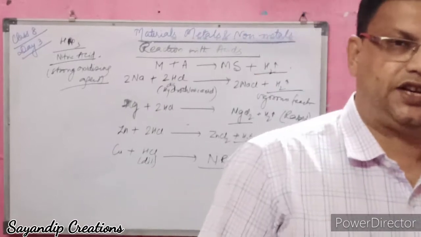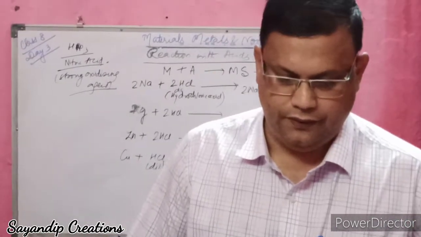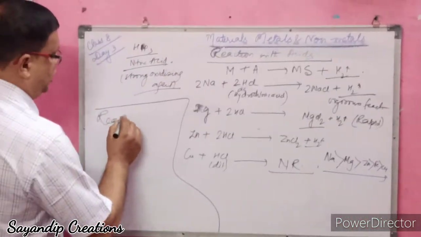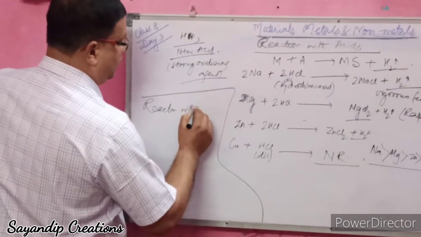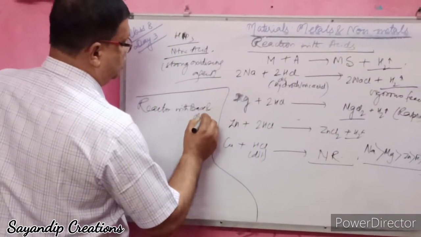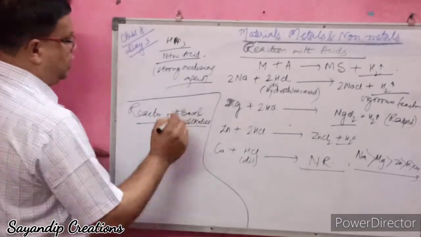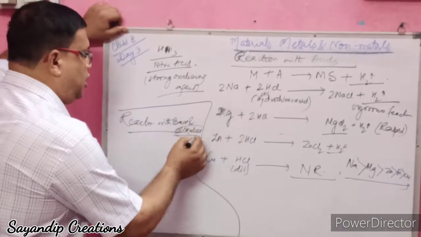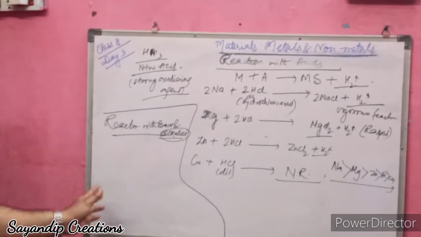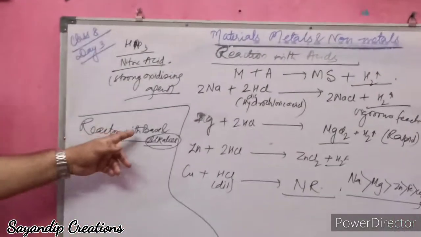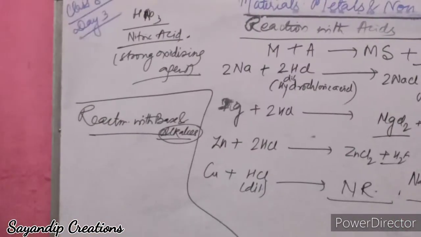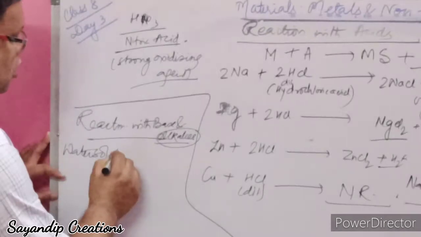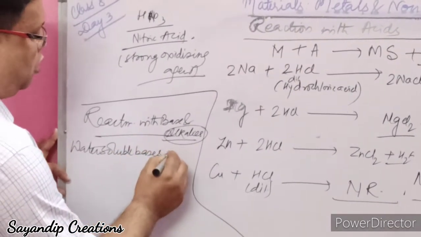Now coming to the next reaction, reaction with bases and alkali. What is a base? You have studied that a base gives out hydroxyl ions, and all alkalis are bases, but all bases are not alkalis. What are alkalis? Water soluble bases are called alkalis.